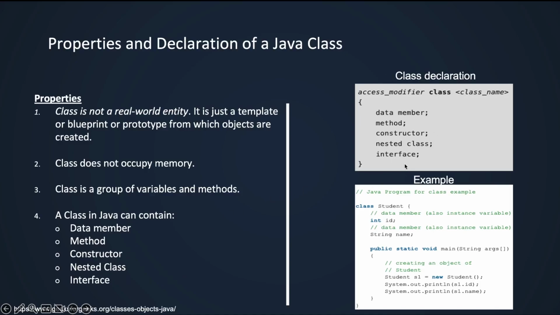So we can see the basic structure of the elements in a class. And here I have provided an example. So this is how a class looks like. A class simply contains attributes and functions.